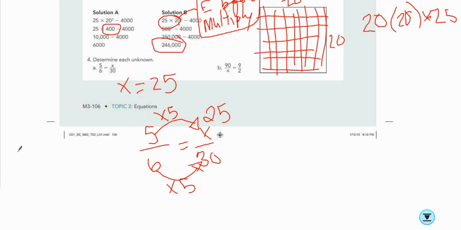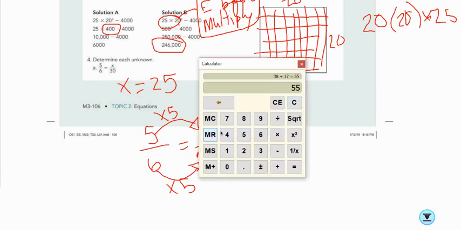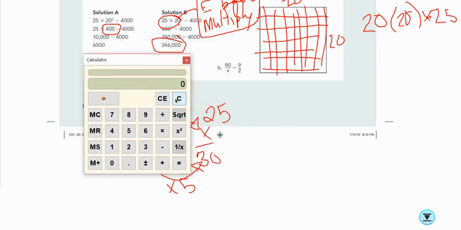And I can check my work using a calculator. I'm going to take 5 divided by 6. And I get 0.8, and then I'm going to take 25 divided by 30. And I get the same thing.